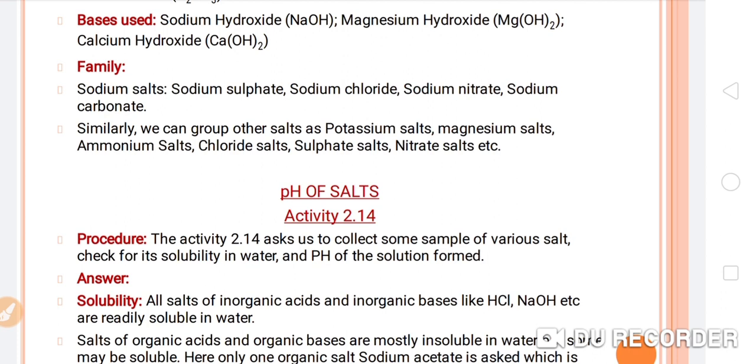Similarly, ammonium salts means ammonium family salts: ammonium chloride, ammonium sulfate, ammonium bromide. So these all are the salts of ammonia. By the help of this we can classify the salts and we can classify the family of these salts. I hope it will be understood.